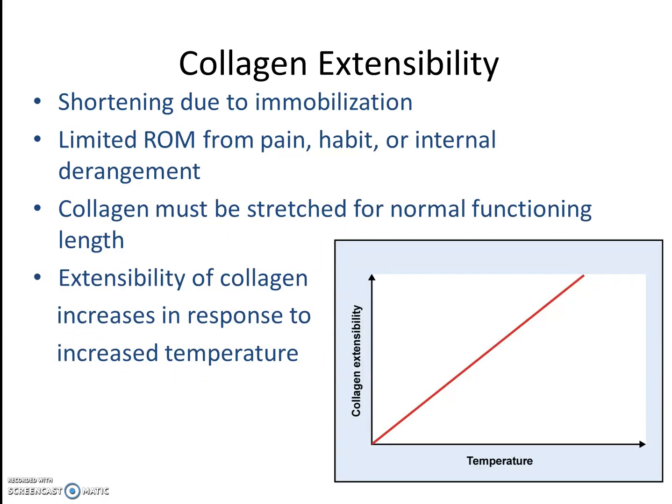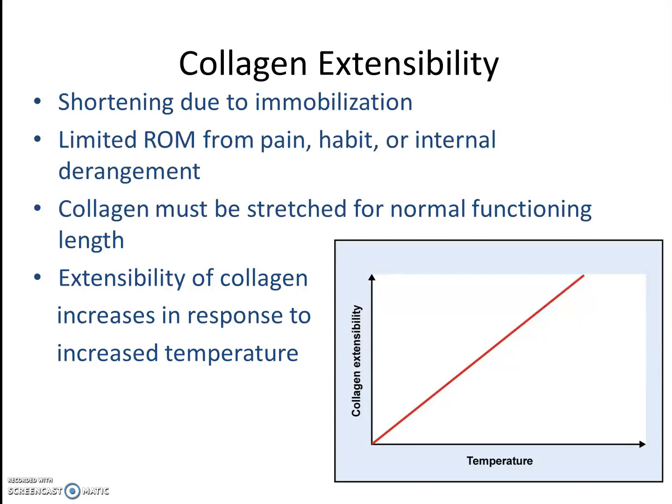Collagen extensibility. So we said extensibility is increasing the elasticity or increasing the length of the tissue. And oftentimes after an injury, those supportive connective tissues become shortened due to immobilization because of a cast or a sling or a splint, or because of disuse, so people are afraid to move that body part. So what happens is that the collagen tends to shorten over time, and it can limit range of motion either because it's painful or because the patient is guarding or avoiding moving that part of the body, or there is some type of internal derangement, which would mean some type of structural deformity.